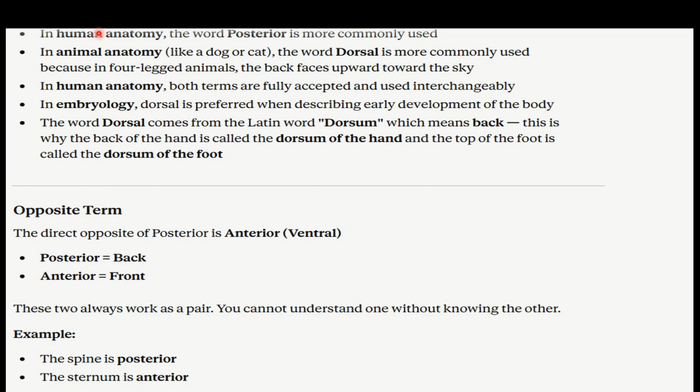In human anatomy the word posterior is most commonly used, but if we talk about animal anatomy, like a dog or a cat, the word dorsal is most commonly used, because in four-legged animals the back faces upward toward the sky. Clear? The next thing is, in human anatomy both terms are fully accepted and used interchangeably. But in embryology, dorsal is preferred when describing the early development of the body.